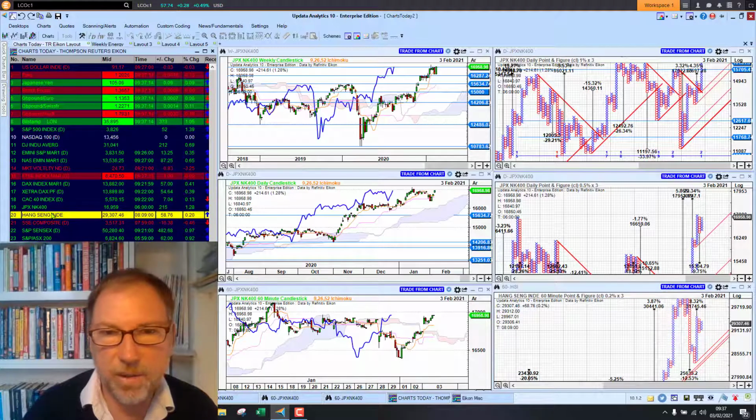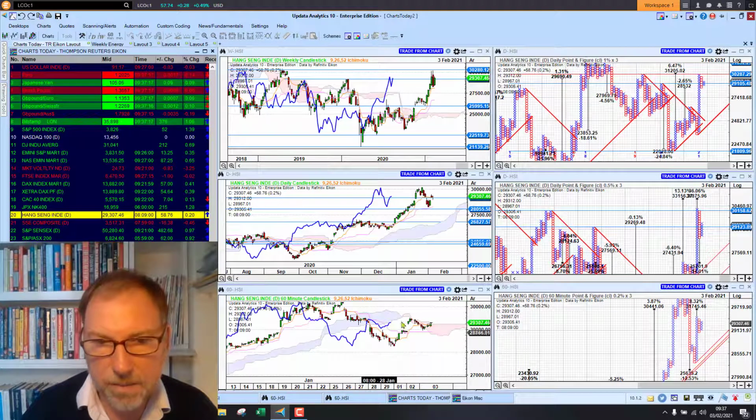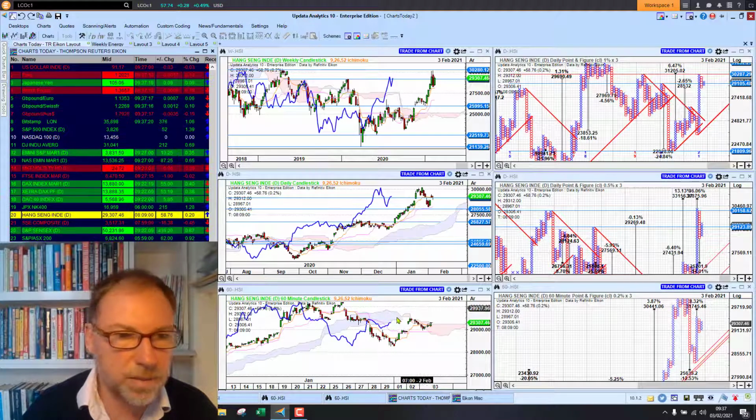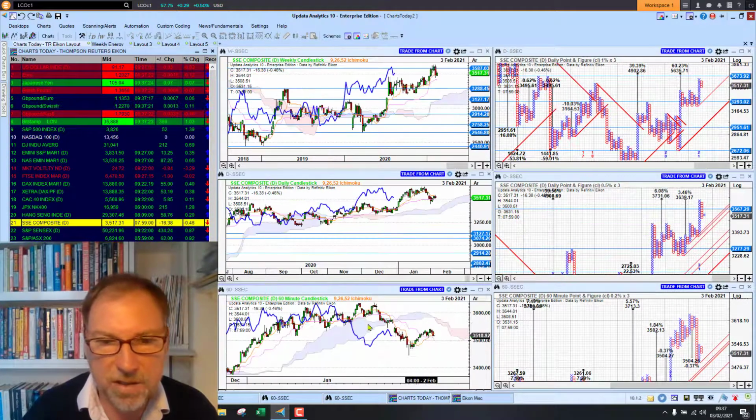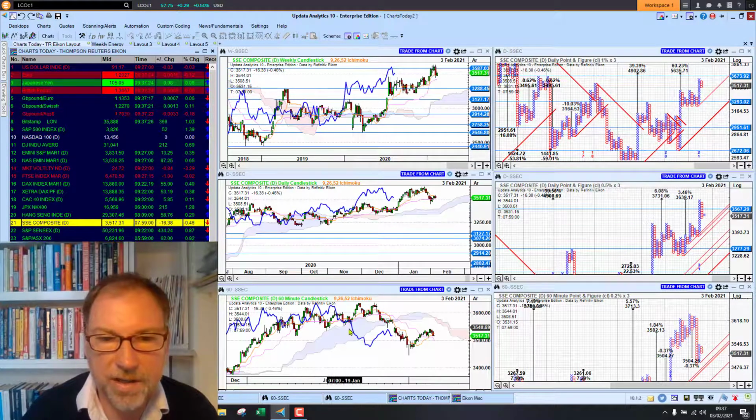The Hang Seng was up 0.2%. It's just getting back to heading into the bullish zone on the short-term chart, and China was actually down 0.5%, so just not holding those gains as well.